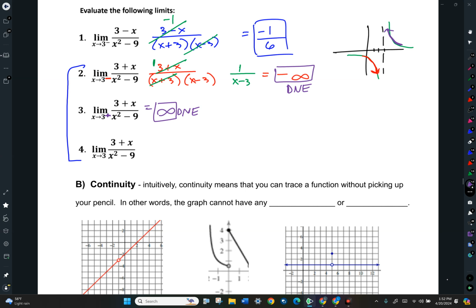So in this case, I can't say +infinity because that's only one side, and I can't say -infinity because that's only one side. So all I can say on this one is does not exist.